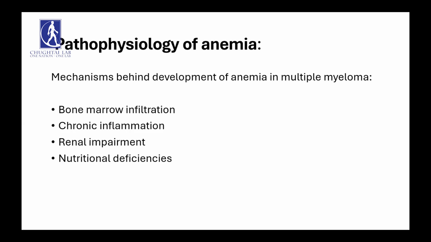The other mechanism is chronic inflammation. In multiple myeloma, the body is constantly in a chronic inflammatory state. So the body responds to that inflammation by secreting inflammatory cytokines and macrophages as well, like in the case of anemia of chronic disease. What happens is that these macrophages take up almost all of the free iron present in our body, and as we all know, iron is necessary for the process of hemoglobin synthesis. So this ultimately affects hemoglobin synthesis and can lead to the development of anemia.